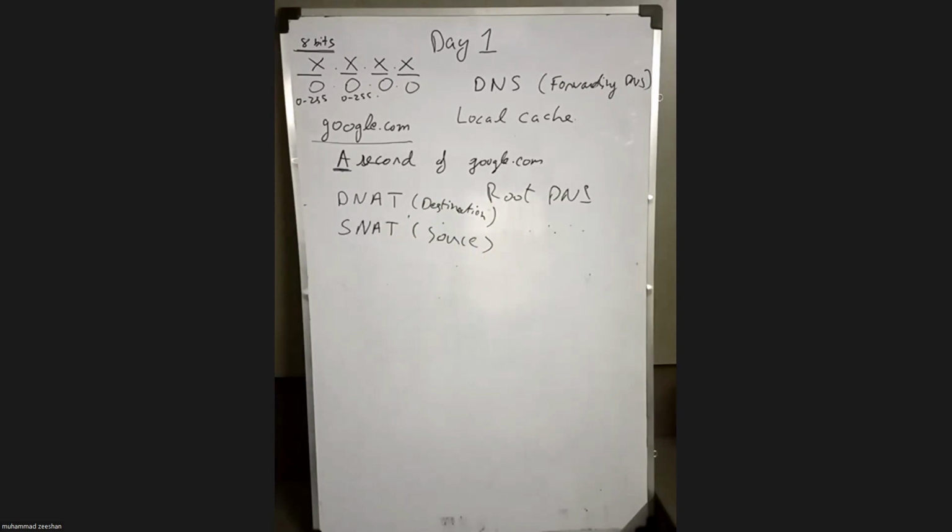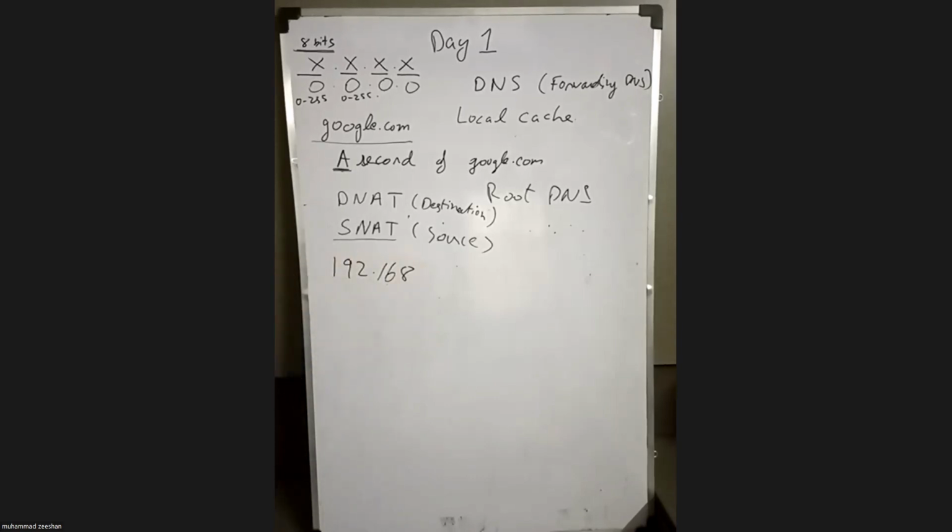Since the start of the class, we were saying we have 192.168 assigned by our CPE, our Wi-Fi device. Through DHCP, we are assigned IP addresses, mostly the 192.168 series, because it is more than enough for a small network which is connected to that device. So this is source NAT.